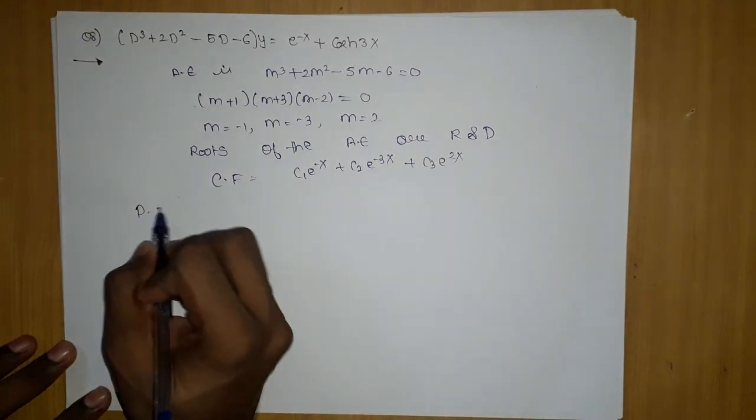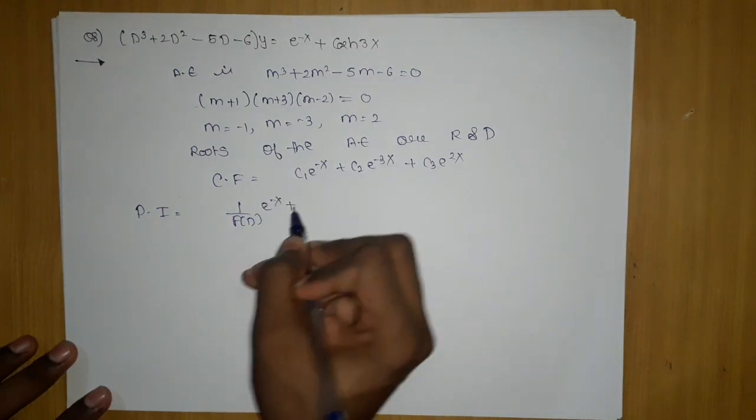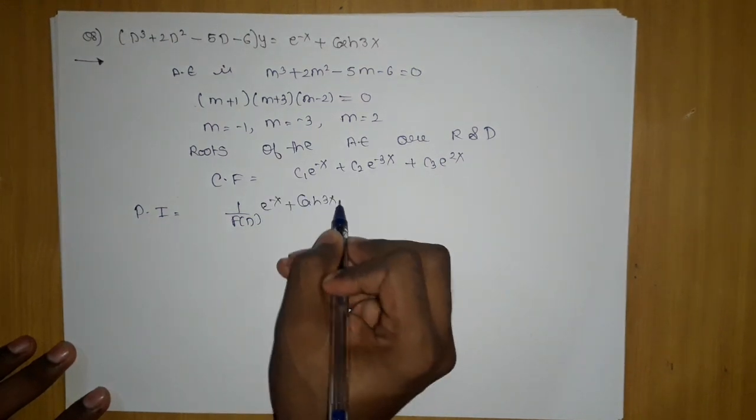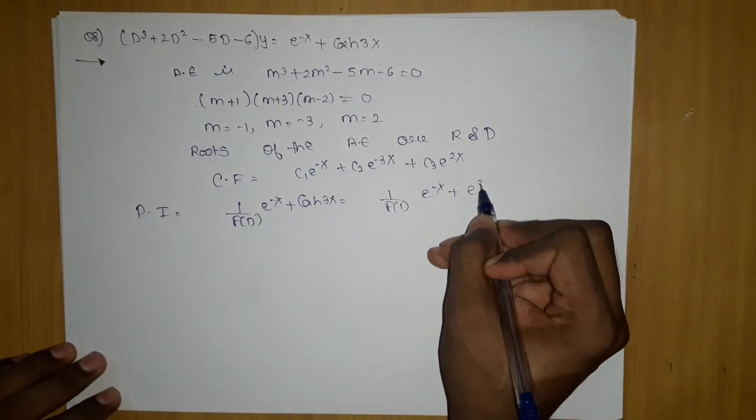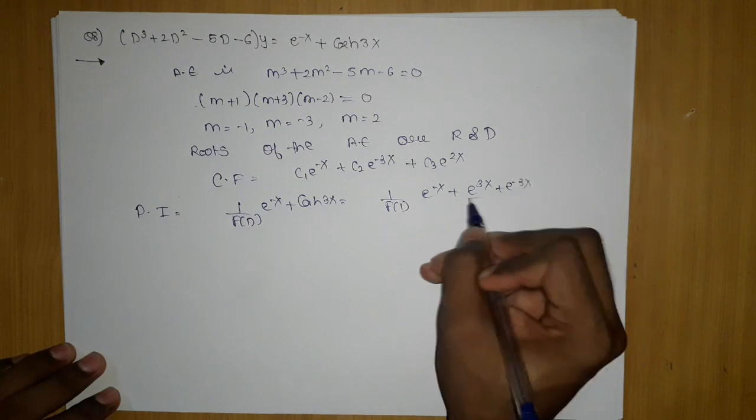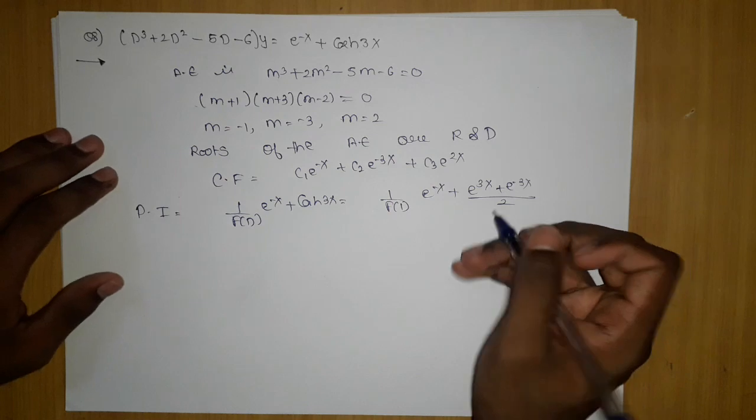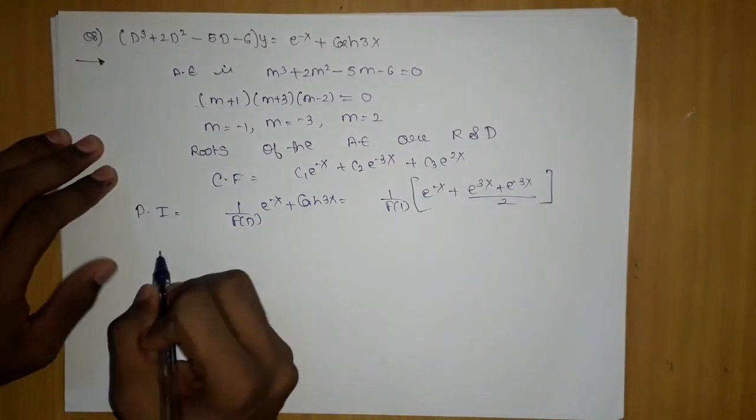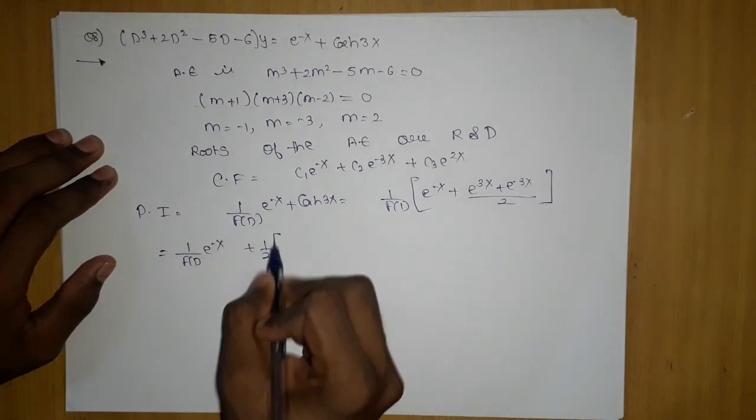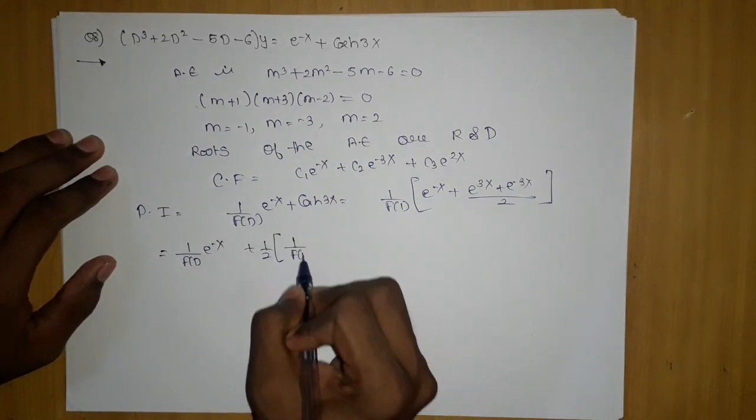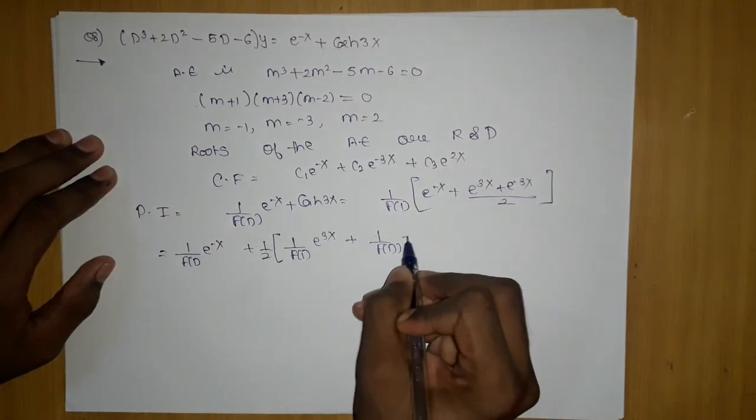Now the particular integral will be what? 1 upon f of D into e to the power minus x plus cosh 3x, which will be 1 upon f of D into e to the power minus x plus e to the power 3x plus e to the power minus 3x by 2. So what we are going to do, we are going to multiply 1 upon f of D with each of them. So we are going to get 1 upon f of D into e to the power minus x plus 1 by 2 bracket 1 upon f of D into e to the power 3x plus 1 upon f of D e to the power minus 3x.